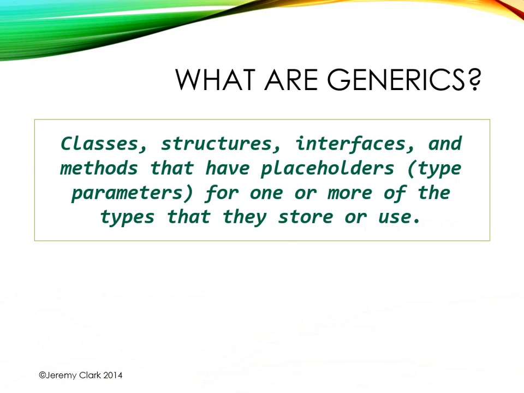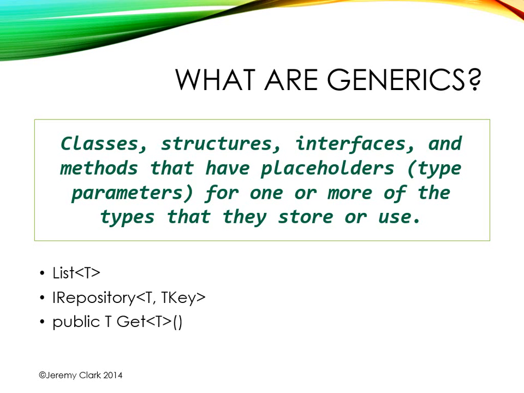Generics are classes, structures, interfaces, and methods that have placeholders, type parameters, for one or more of the types that they store or use. We commonly see generics in collections, especially List of T. We also see them in interfaces like we have here, an IRepository of T, TKey. And this is what we'll be concentrating on today. We also see interfaces with methods. So here we have a Get method that has a generic type that actually acts as its return value.